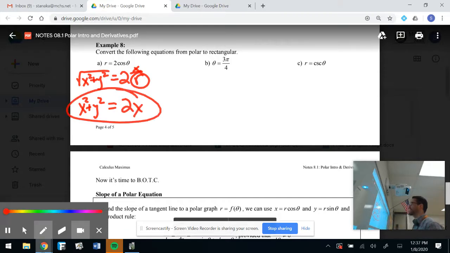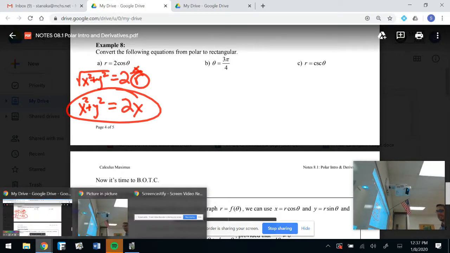And then you could easily solve that for y. I'm not going to take the time to do it, but if we wanted y in terms of x, it's kind of like how we wanted r in terms of theta. You could go ahead and finish that.